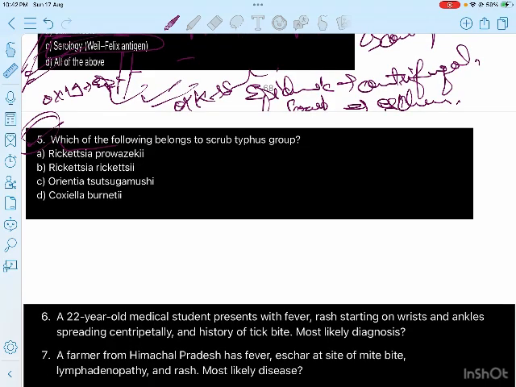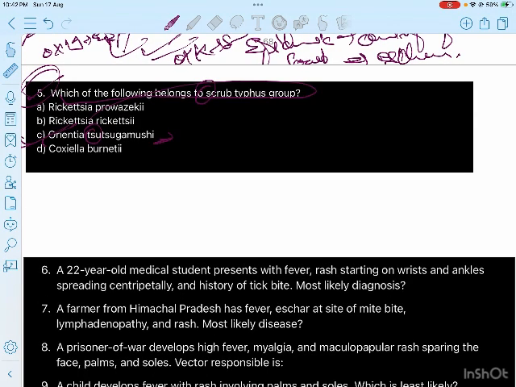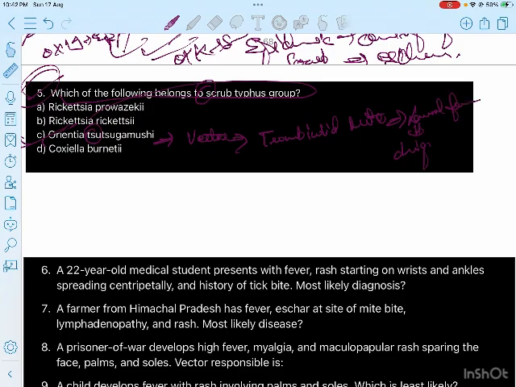Which of the following belongs to scrub typhus group? Scrub typhus, S for S, Orientia tsutsugamushi. So yes, C would be the answer here. And the vector is trombiculid mite, more specifically the larval form, which is also known as chiggers.